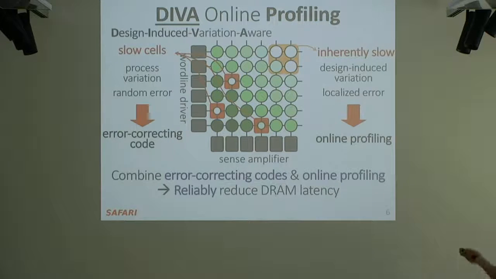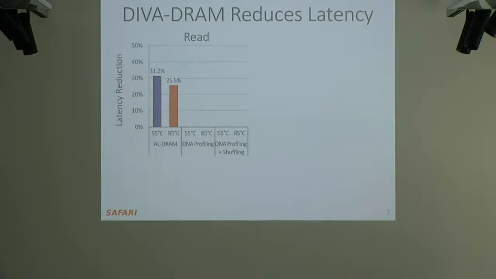So this reliably reduces DRAM latency. Again, I gave you the high-level idea. Exactly how it works is in the paper. It turns out this leads to higher performance improvements, higher latency reductions compared to adaptive latency DRAM. If you read this paper, it says that adaptive latency DRAM may not work under all conditions, and we know that it doesn't work very well at high temperatures. But if you use this sort of profiling, you actually get significantly more reduction in read latencies.